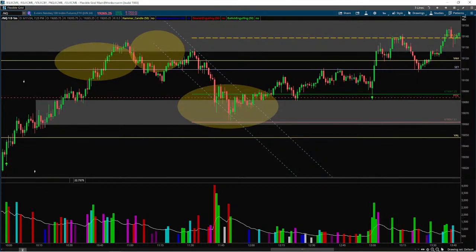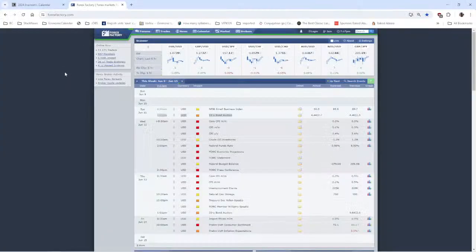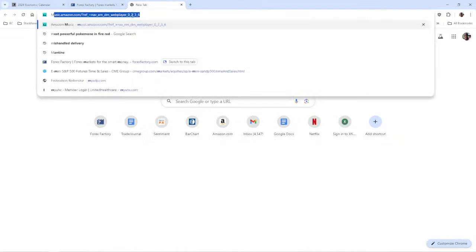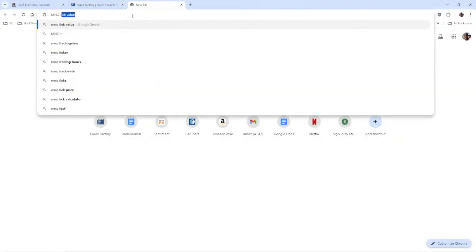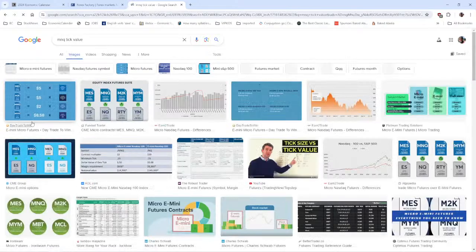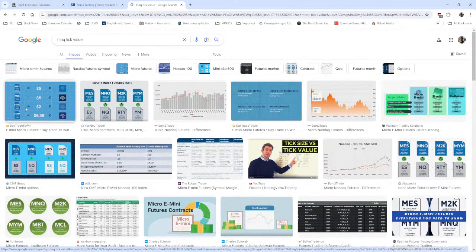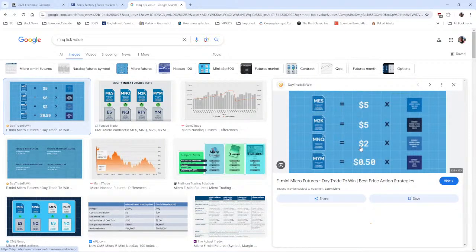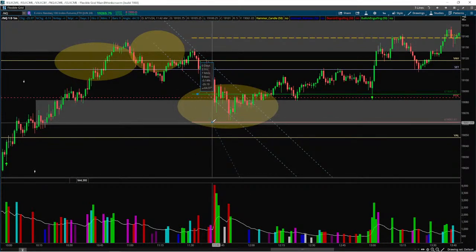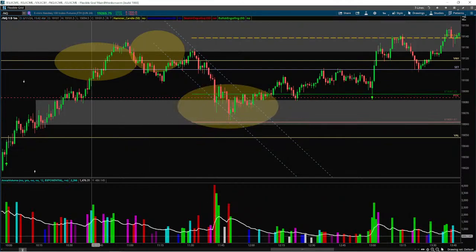And now, how much is NQ micro? I know ES micro is 5 points, but I'm not sure how much is NQ. NQ tick value. Let's see here. So it's $2. So $2 a point, and this is what, about 25 points. Let's just call it 26.